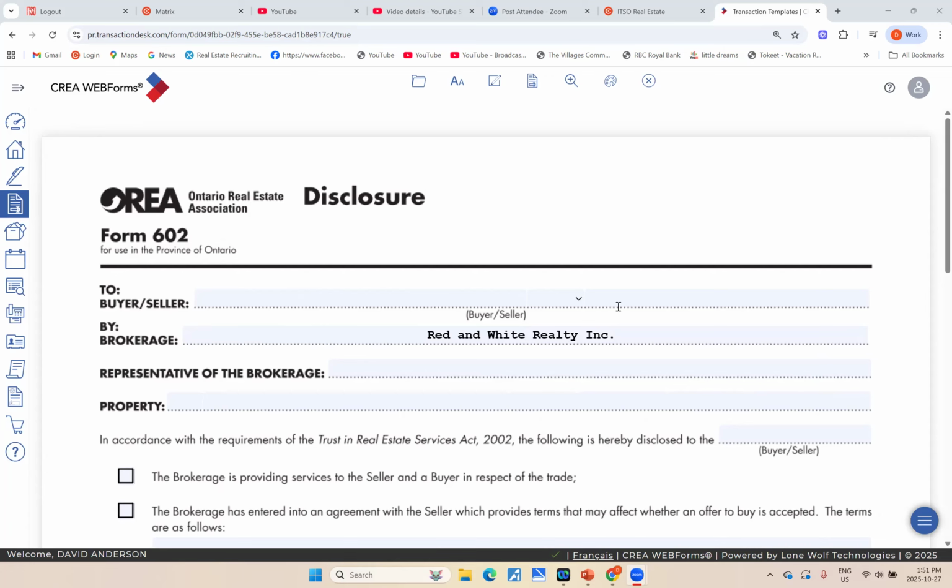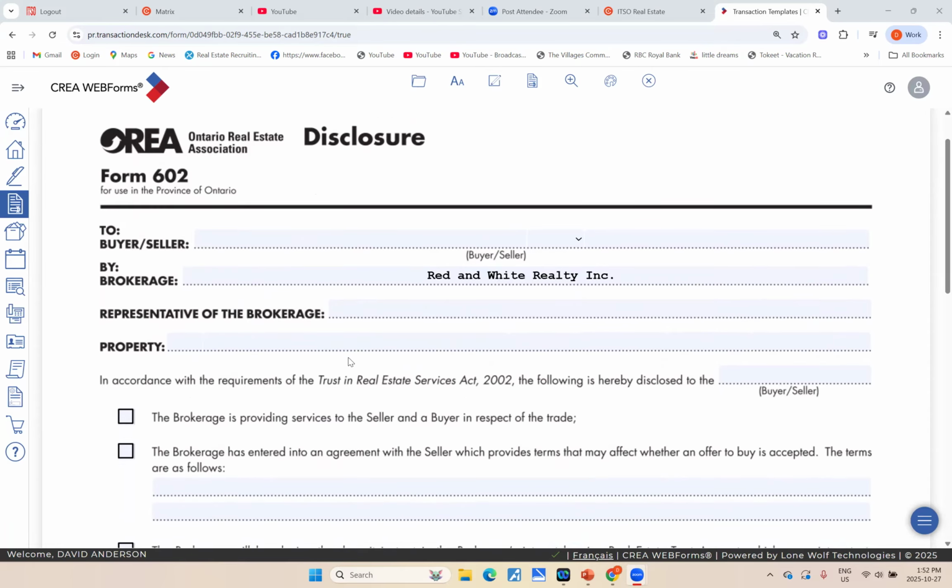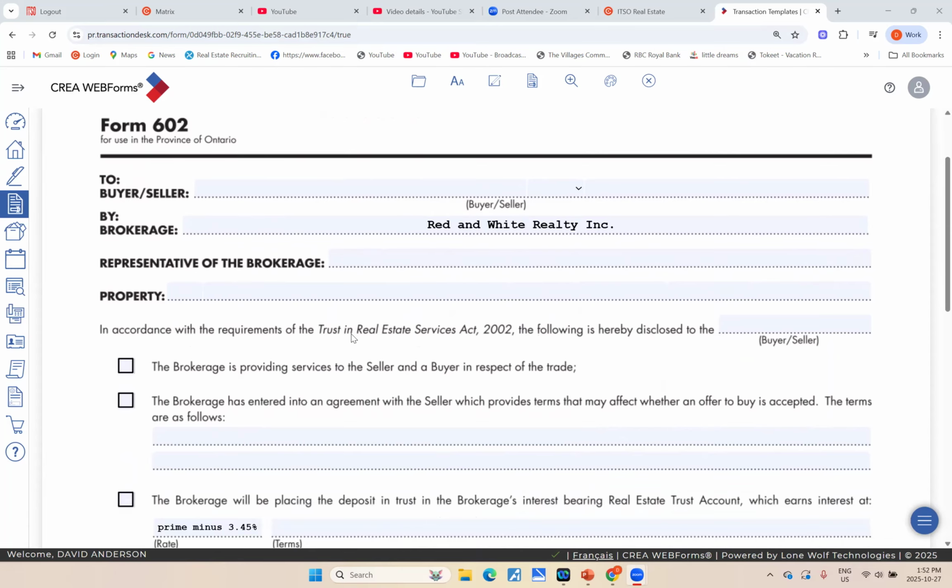You'll see that in this disclosure form, it can go to the buyer or the seller, and you put their names in there and who is disclosing it. Right now, because this is the brokerage, it's Red and White Realty Inc. Representative of the brokerage, you would put your name there and the property address. In accordance with the requirements of the Trust and Real Estate Service Act, the following is hereby disclosed to the buyer or seller. If this is a listing and this is our disclosure to the buyer, then they would add buyer here.